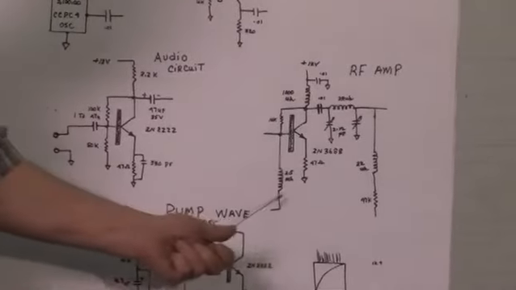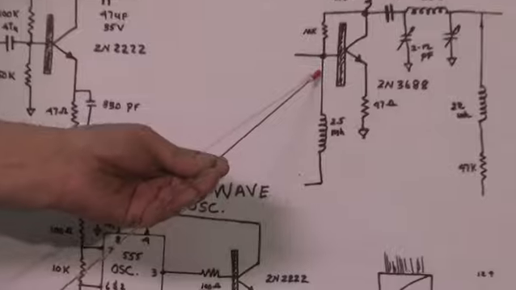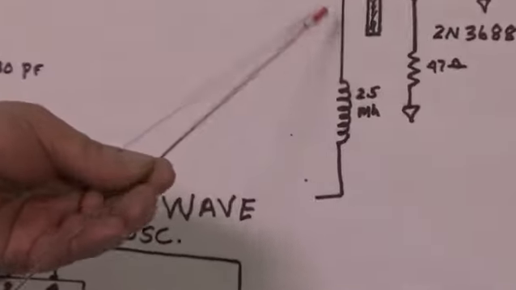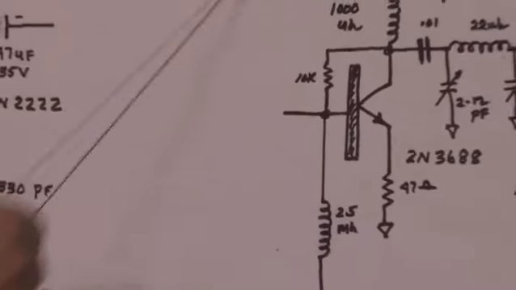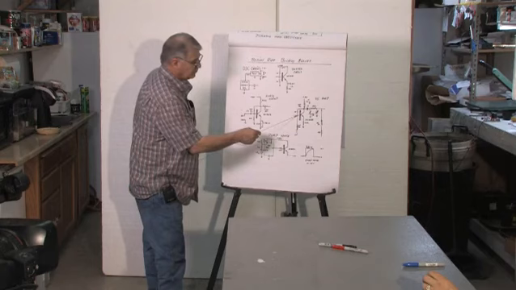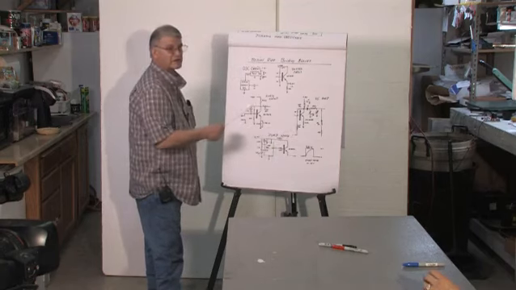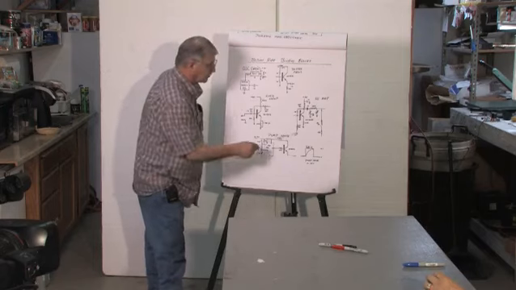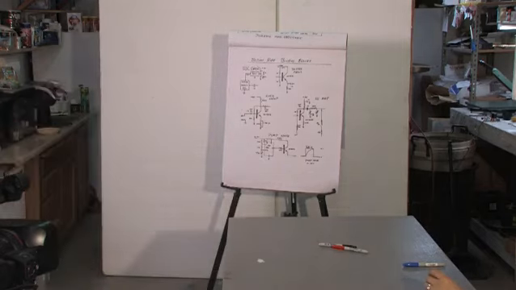Now this 2.5 millihenries blocks the RF, because the RF amplifier is getting RF from the buffer circuit. So it blocks the RF going back into the audio circuit. So you only push forward, is a good way to say that.